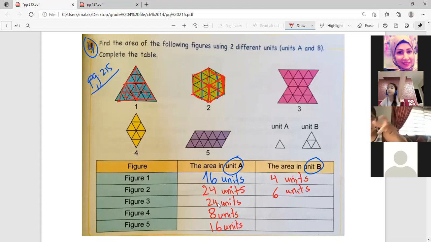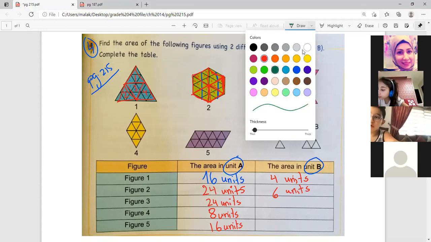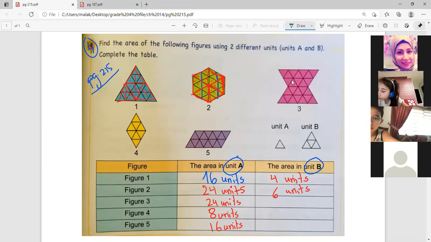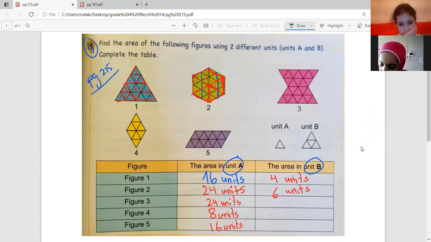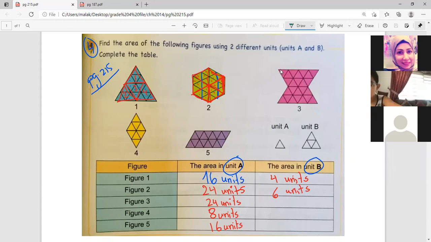Ahmad Birji. In figure three, how many units B do we have? One. Two. Three. Four. Five. Continue. Six. Did you see six? One, two, three, four, five, six. Is it clear? Who didn't understand? Yes, I understood now. Okay. Amir Haider.